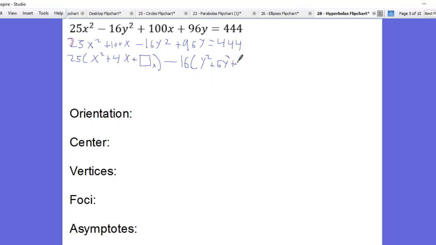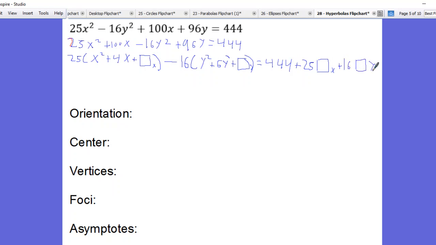And then we have our complete square term. And that's going to be equal to 444. Our coefficient for this complete square term is 25, so that's going to be plus 25 times our complete square term for the x, plus 16 times our complete square term for the y.